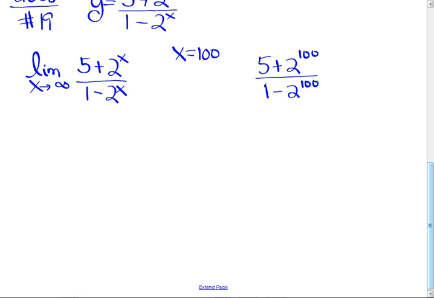So they're not going to matter. They're going to just affect those functions just a little bit. So this is approximately 2 to the 100th over negative 2 to the 100th. What's that getting close to?